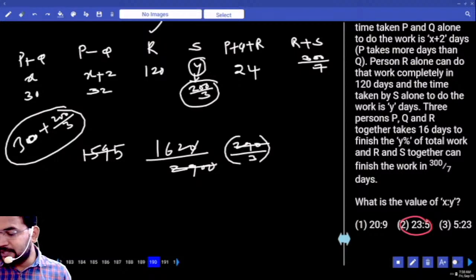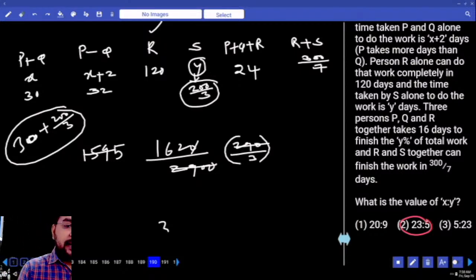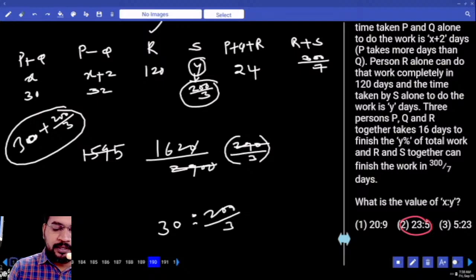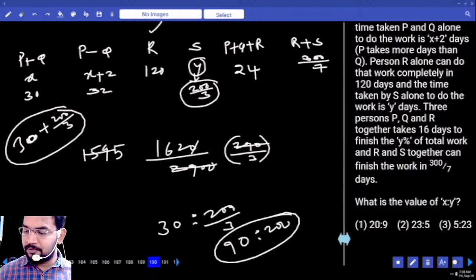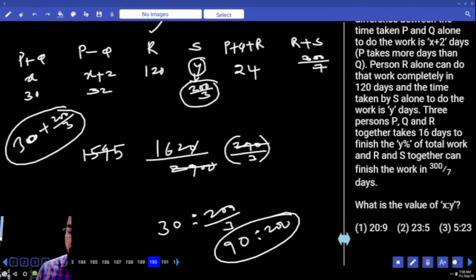What is the value of x is to y? X value we already know, 30. Y value is 200/3, so 90 is to 200, that is 9 is to 20. Where is the option? 4th option, whatever it may be. Thank you.